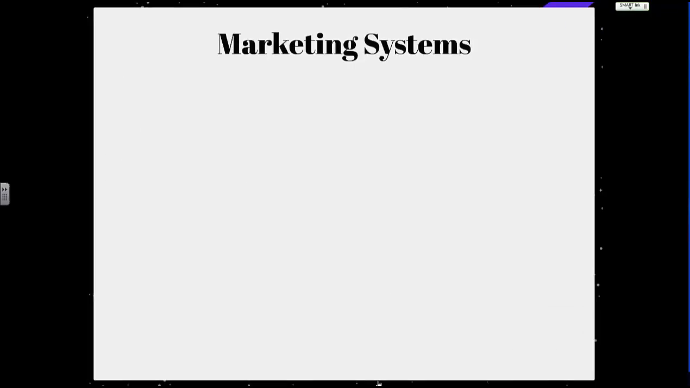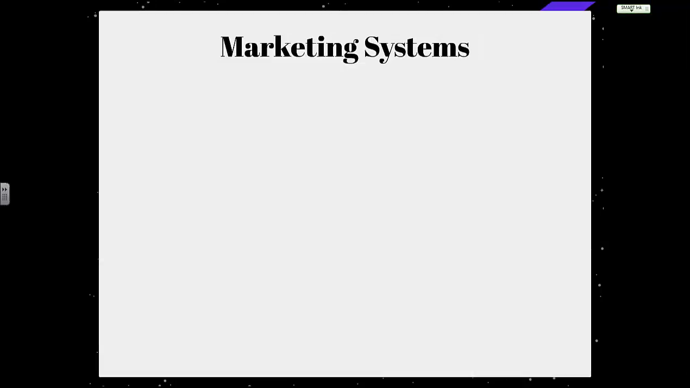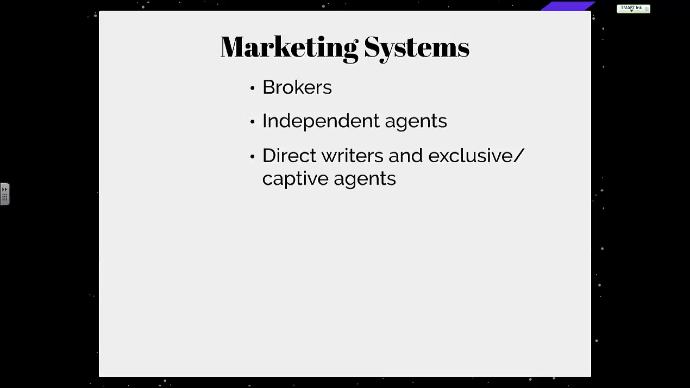Now let's discuss marketing systems. In the insurance industry, there are basically three main types of marketing systems: brokers, independent agents, and direct writers and exclusive agents or captive agents. Years ago, there was a distinction between direct writers and exclusive or captive agents, but the lines between these have blurred so much that it's not even worth making the distinction anymore. In fact, all three, brokers, independent agents, and direct writers, have become much more similar. Together, they're all known as producers in the insurance business.